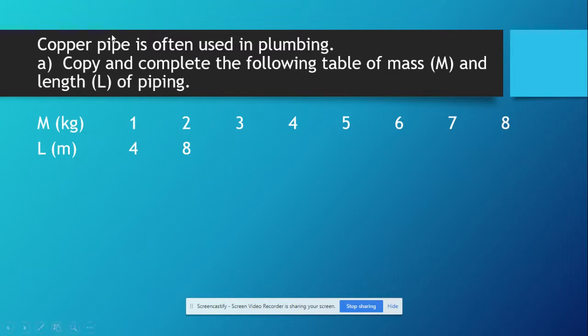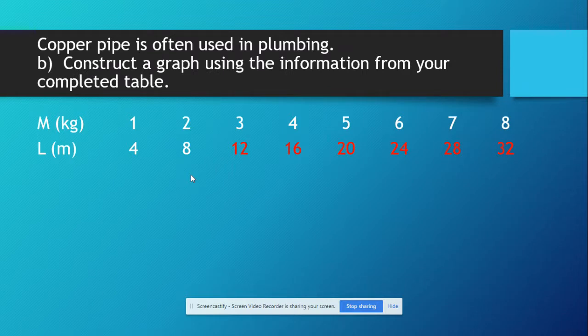So you can see that you had to times that by 4 to get 4. You had to times that by 4 to get 8. So you're going to times them all by 4. So we go 3 times 4 is 12. 4 times 4 is 16. 5 times 4 is 20. 6 times 4 is 24. And 7 times 4 is 28. Last one, 8 times 4 is 32. Beautiful. You know how to do that. Make sure that you fill it all out. Make sure you set it out nicely, one underneath each other.